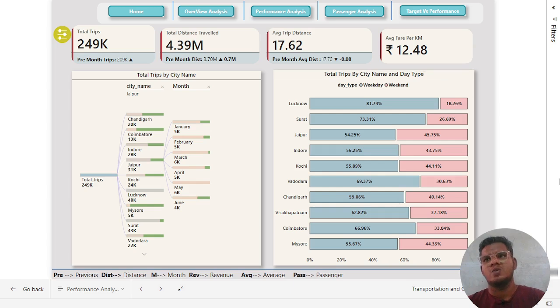Maybe Kochi also has some places like offices and the port, so many people are working in those places as well. That's why Kochi performs well on weekdays as well as weekends. But particularly on weekends, it's a very high performance compared to the weekday. This is the scenario for the performance analysis.